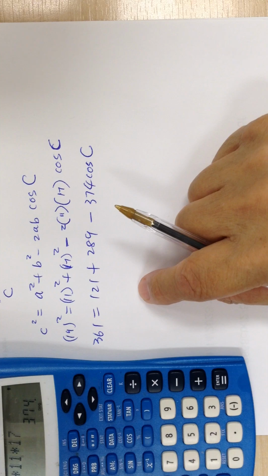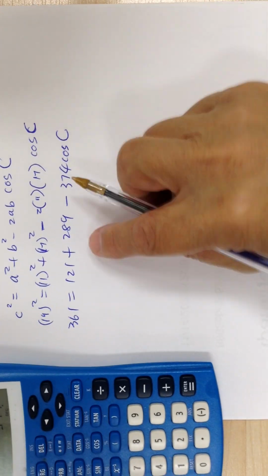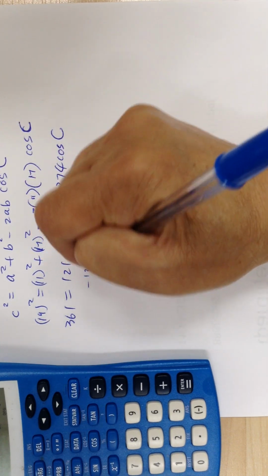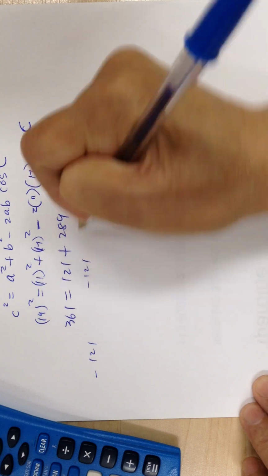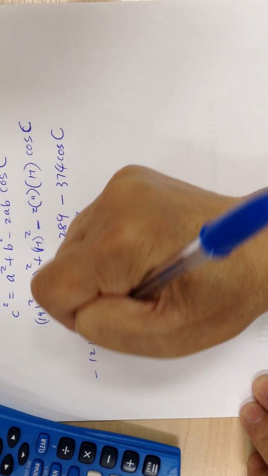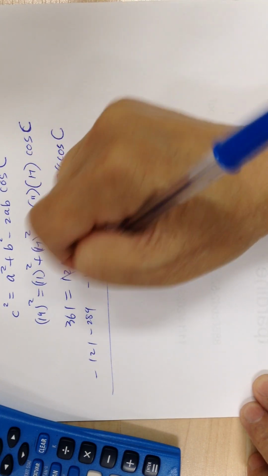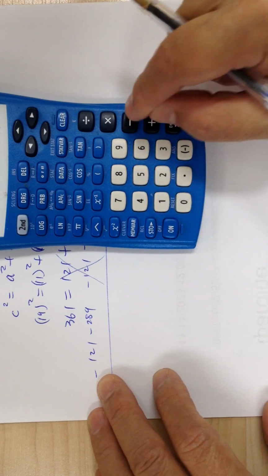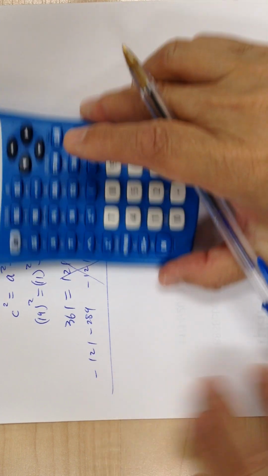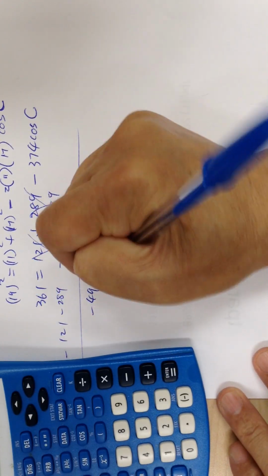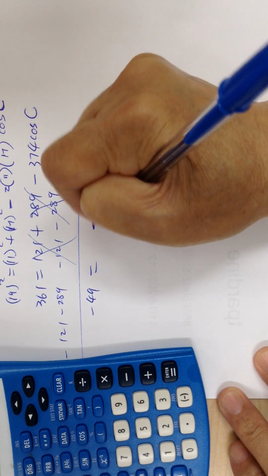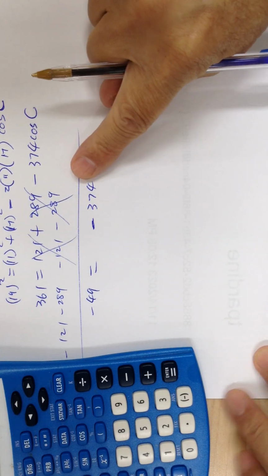Okay, so what we're gonna do is we're solving for C, so we have to get rid of this first. So we need to minus 121 and minus 289, so that this will cancel out, this will cancel out. So 361 minus 121 minus 289, you got negative 49 equal to negative 374 cosine of C. Remember this is all together, so do not minus that.